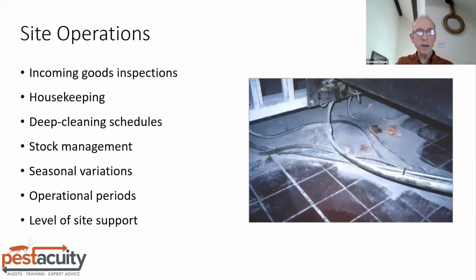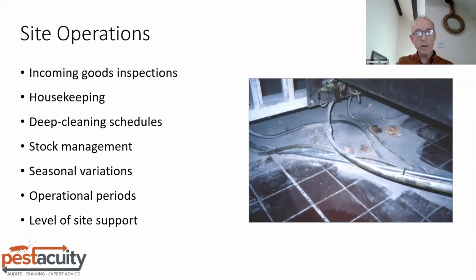The site operations can affect it. Are there good incoming goods inspections? Is housekeeping done well? Look at the deep cleaning schedules. The photograph on the right there shows some pretty poor cleaning, really. They've done the easy bits, but left the other more awkward bits. And that's not good enough for good pest prevention. So that would mean a higher risk.